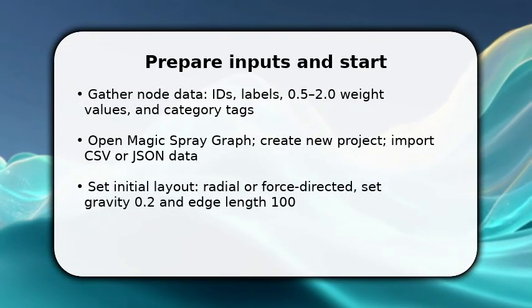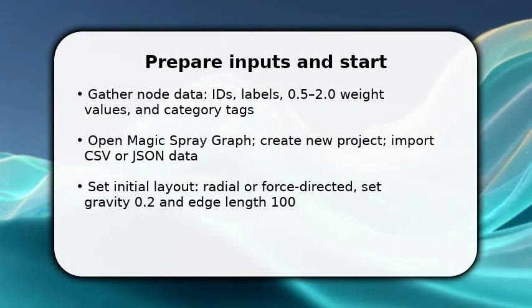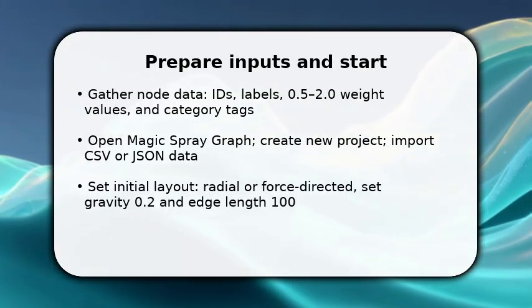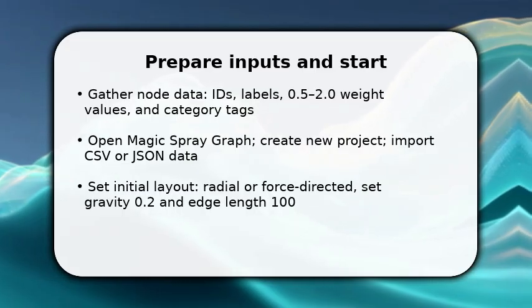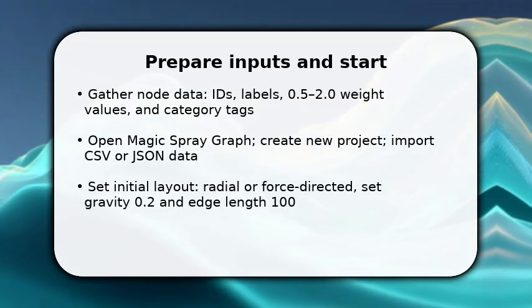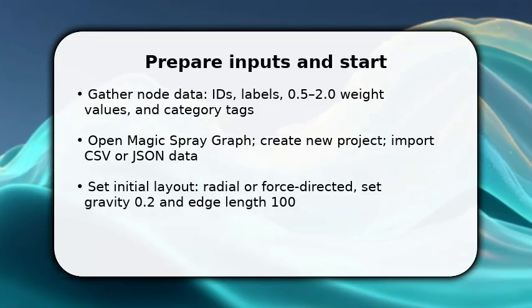You begin by loading the exact node and edge data you will visualize. This saves time and prevents rework. Once your CSV or JSON is imported, map columns to ID, labels, weights, and categories.